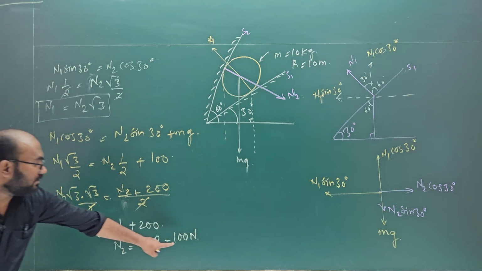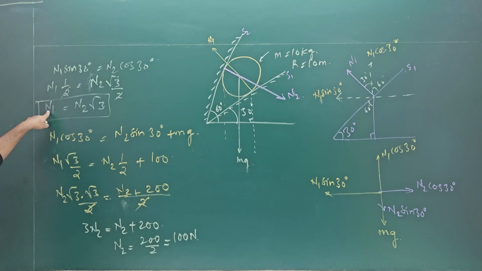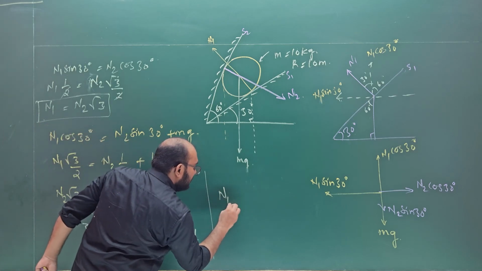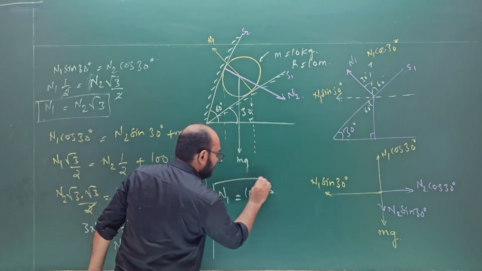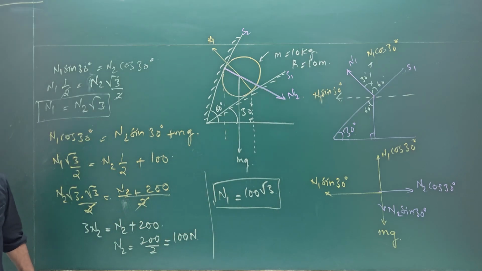Yes or no? Substituting the value over here, you will be getting N1. Then N1 equals 100 root 3. What answer did you get, brother?